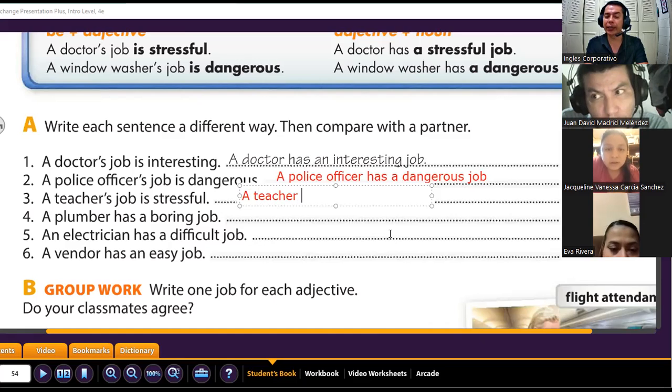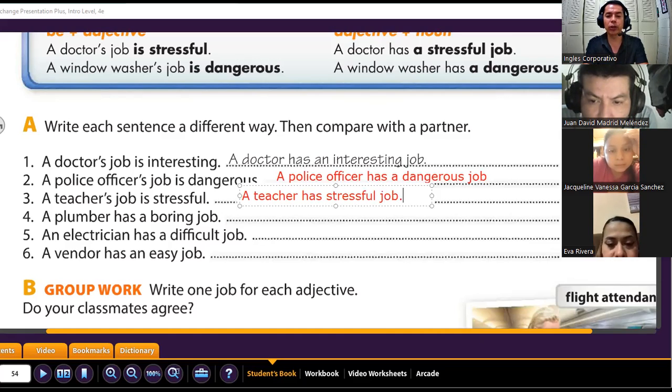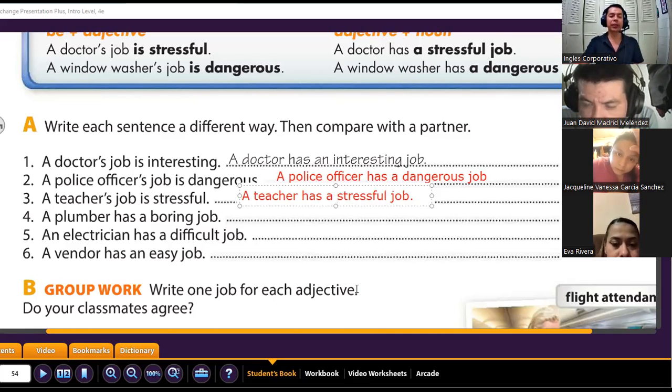¿Cuál es el verbo ahí, Eva? Is. Aquí tenemos el is. Entonces tenemos que usar el has. Has, right? Okay. A teacher has stressful job. Pero nos faltó el artículo, Eva. ¿Cuál sería el artículo? Help me. A or an. A. Good. A stressful job. Very good. Number four, please. Thank you, Eva.